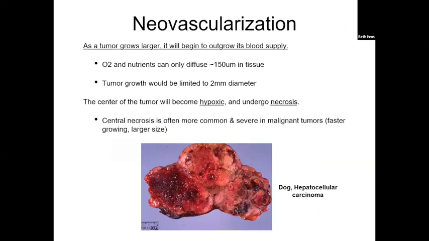Neovascularization. This is the process of creating new blood vessels to feed the tumor. A tumor outgrowing its blood supply is a selection pressure. Hypoxia is a selection pressure on tumor cells to develop additional mutations that help them survive in the hypoxic environment. One of those things is induction of angioblasts and neovascularization. Again, in malignant tumors this is often a feature of malignancy. They're becoming necrotic because they're growing very fast and outgrowing their blood supply.